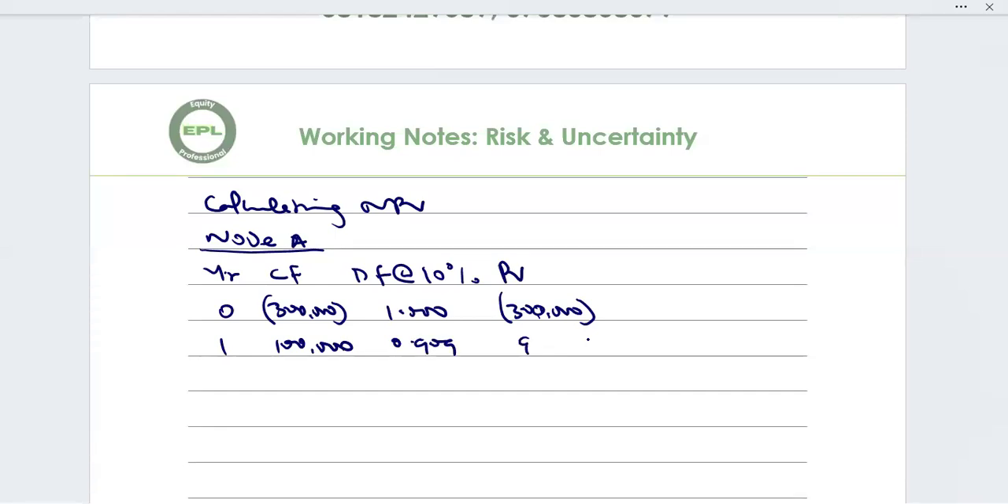0.909. That's 9,900. In year two, the cash flow of node A is nil, times 0.826, 0. Then the NPV will be equal to 300,000 minus 9,900. That's negative 209,100.